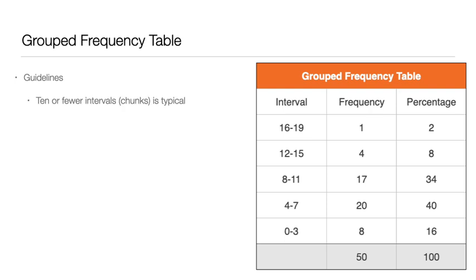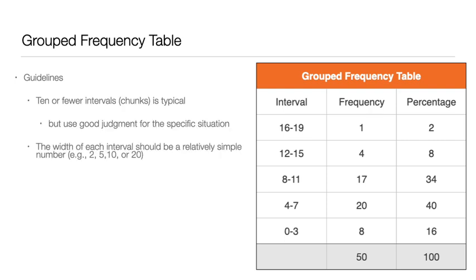Remember the guidelines for these is we typically want 10 or fewer. There could be different reasons to have more. We want that interval size to be a relatively simple number. 4 is a pretty easy one. We're all used to that one. Notice we don't have any gaps between those. Even if we had a big chunk of information in the middle where we had no frequency, we would still include that information because we don't want to have gaps in our intervals.